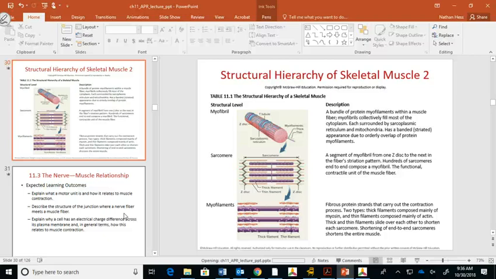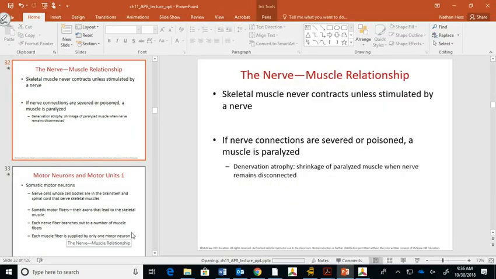Okay. We're moving from there into the nerves, the nerve and the muscles together. A skeletal muscle never contracts unless a nerve tells it to. It has to be stimulated by a nerve. If that connection is somehow messed up, that muscle is paralyzed. It cannot work. And when that happens, the muscles actually shrink. They wither away. They're not being used, so no need to keep them there.